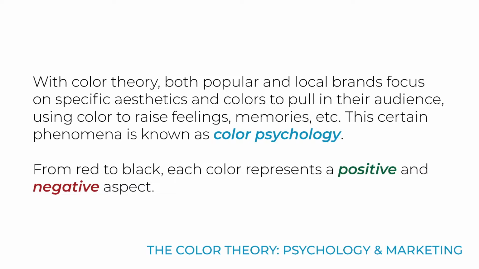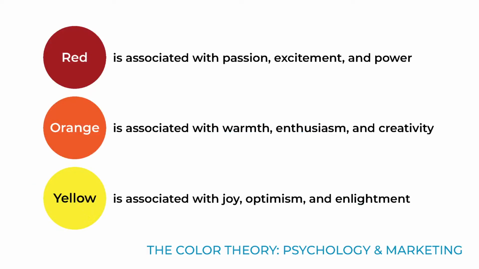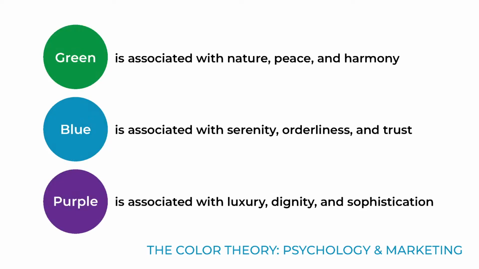Now, with color theory, both popular and local brands focus on specific aesthetics and colors to pull in their audience, using color to raise feelings, memories, etc. This phenomenon is known as color psychology. From red to black to pink to brown, each color represents a positive and negative aspect. For example, red is associated with passion, excitement, and power. Orange, despite it reminding me of the Nickelodeon logo, is associated with warmth, enthusiasm, and creativity. Yellow is associated with joy, optimism, and enlightenment. Green is associated with nature, peace, and harmony. Blue with serenity, orderliness, seriousness, and trust.